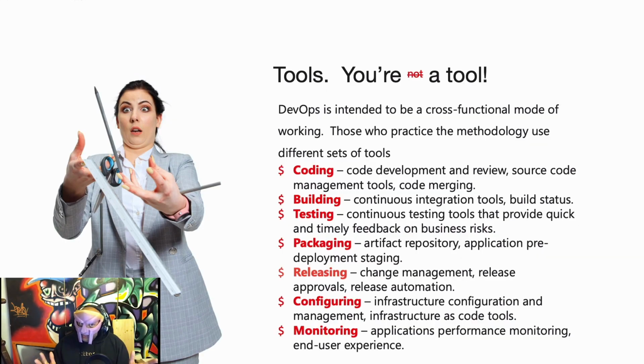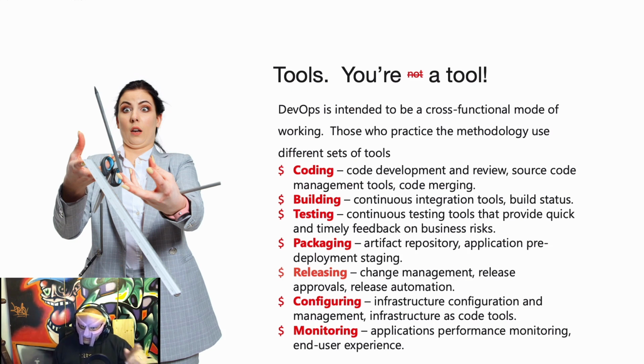You're not a tool. Congratulations. DevOps is intended to be a cross-functional mode of working. So those who practice the methodology use different sets of tools. So if you're a coder, you're interested in code development and review tools, source code management tools, and code merging. If you're part of the build process, you're looking at continuous integration tools and build status tools. If you are a tester or quality assurance / QA, then you're looking at continuous testing tools that provide quick and timely feedback on business risks.